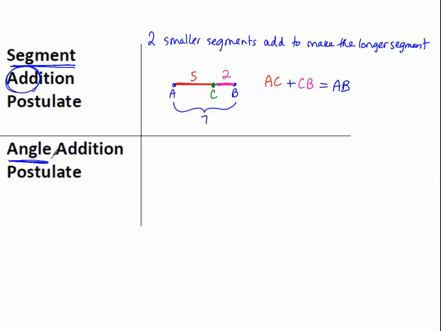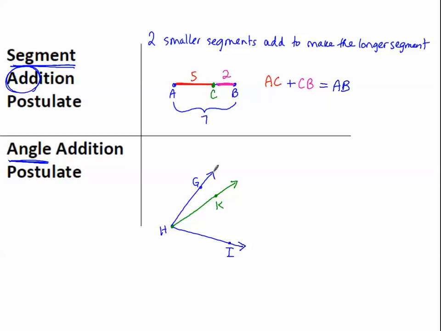Angle addition postulate, very similar, but with angles. Let's draw a big angle. Let's label this angle GHI. In the interior of the angle, we'll put a point. Let's call that point K. And let's draw a ray that connects H to K, so ray HK. That creates 2 different angles.